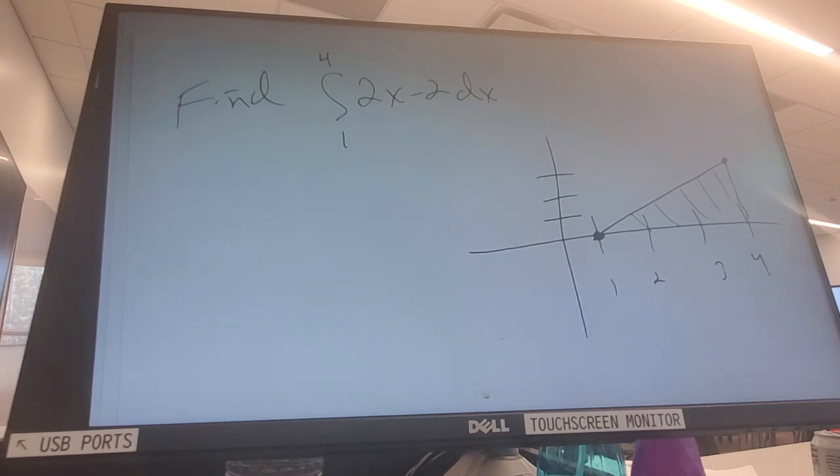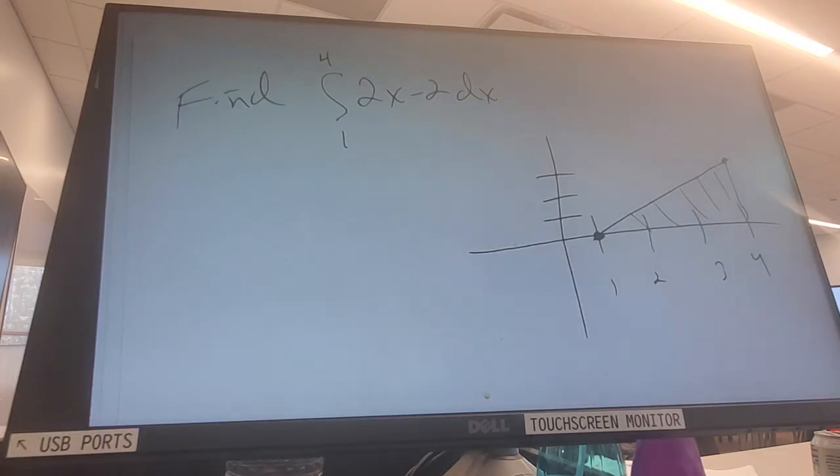Are you with me? There will be problems exactly like this one in the homework. They'll say something like, use a geometrical interpretation to get the answer. This is a problem where I don't need to use rectangles, because it's already a shape I know. It's only the ones that are curvy where I don't have a formula for that.